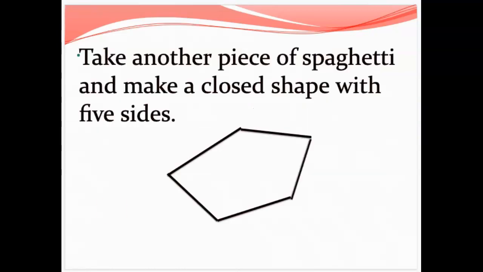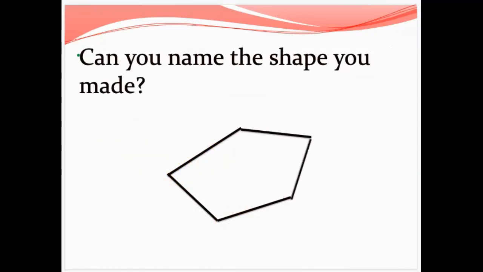I want you to take another piece of spaghetti now and add to your shape. You should have a closed shape now with five sides. It can look like mine, or it can look totally different, as long as it has five sides and it has no gaps. Can anyone name this shape with five sides? Shout it out if you know it.